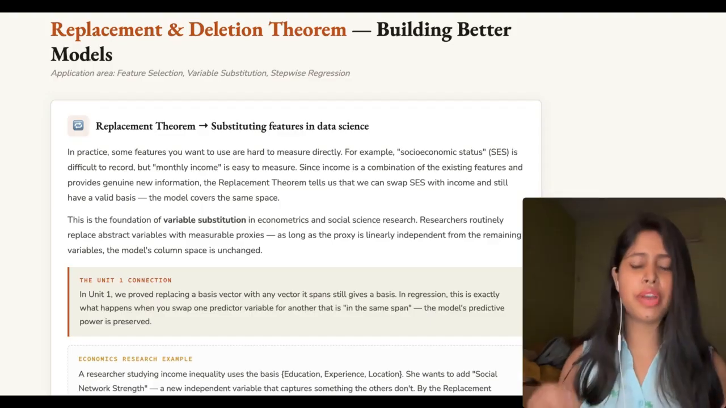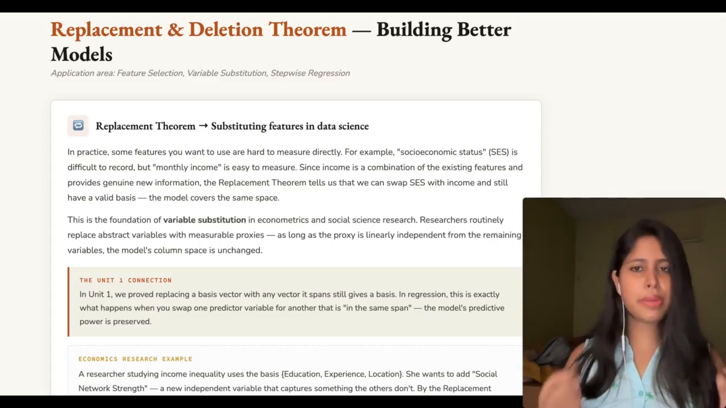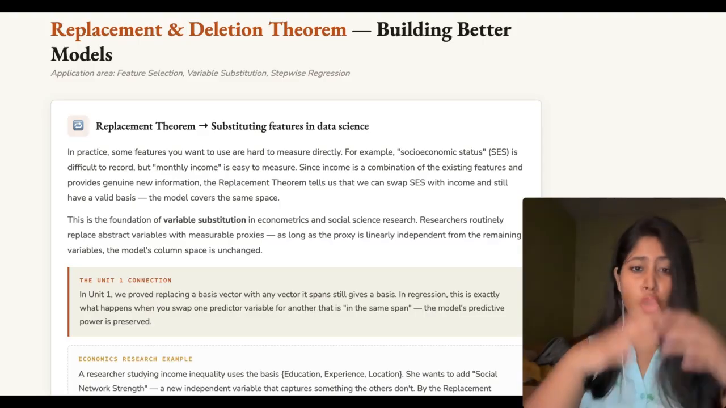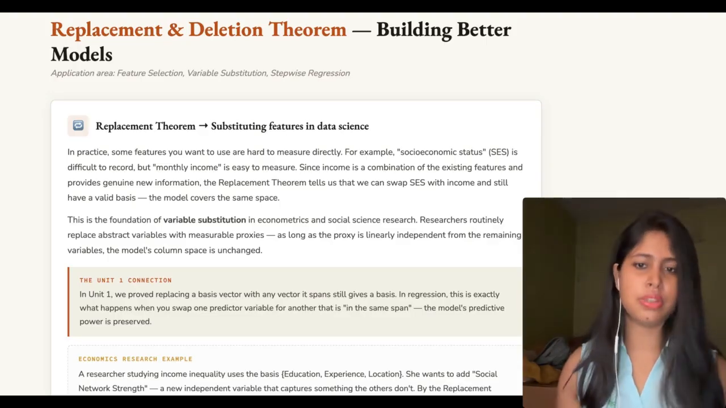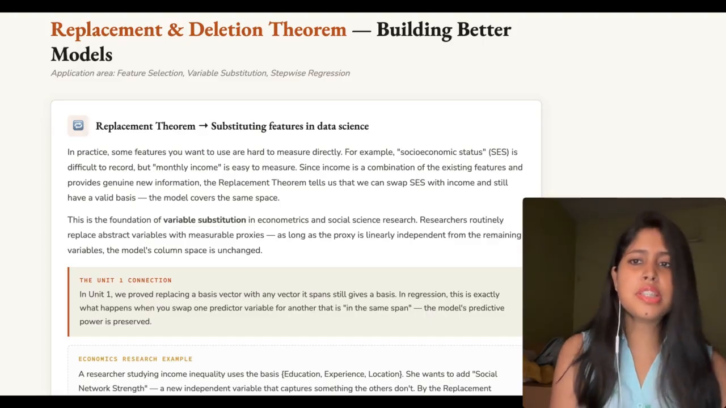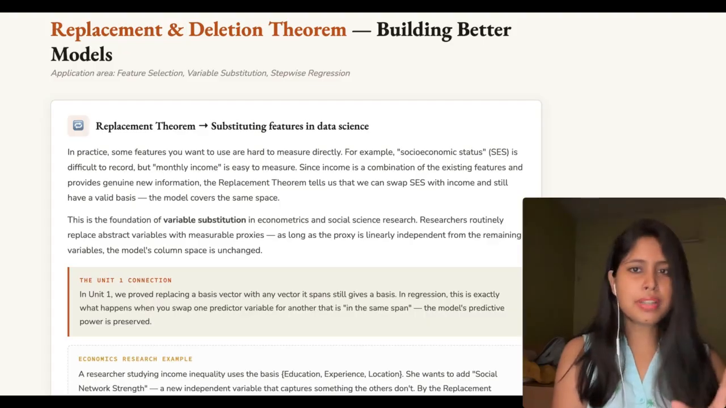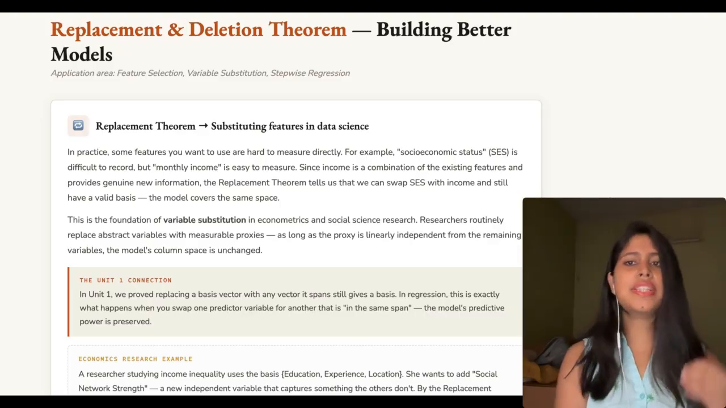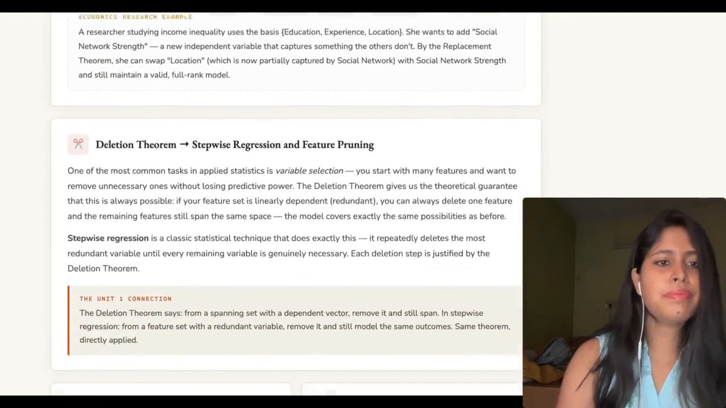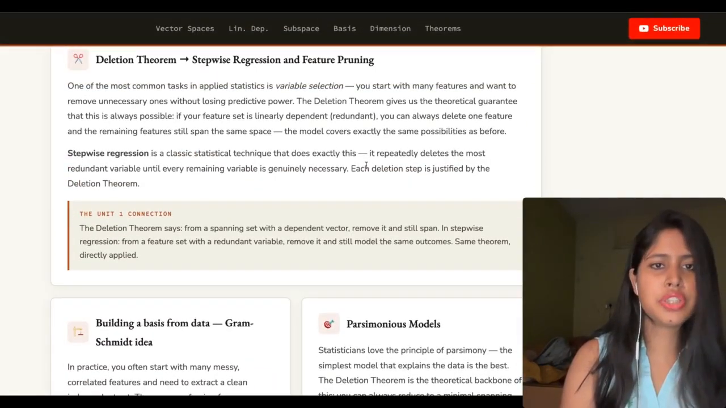Each deletion step is valid because the deleted variable was linearly dependent on, or nearly so in a statistical sense, the remaining variables, right? So the deletion theorem guarantees that you can remove it and still span the same predictive space. The model does not lose its explanatory power, it just gets simpler. From all those 20, 30 variables, it now got smaller and simpler. This is the principle of parsimony, right? The simplest model that explains the data is the best. The deletion theorem gives a mathematical guarantee that simplifying is always possible when the redundancy exists.